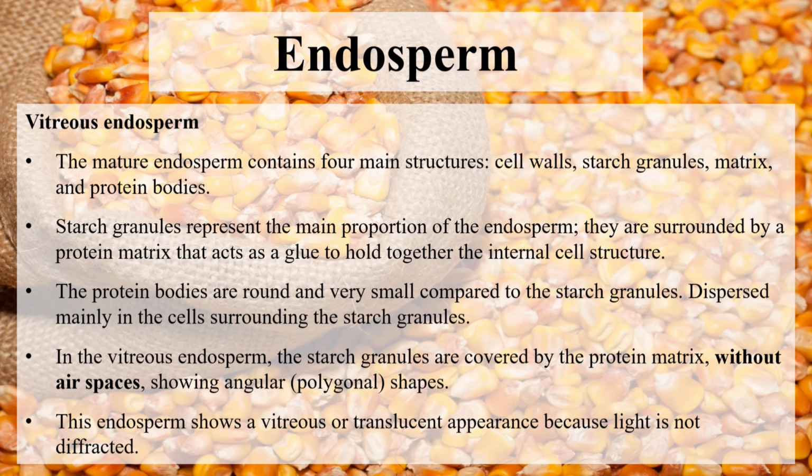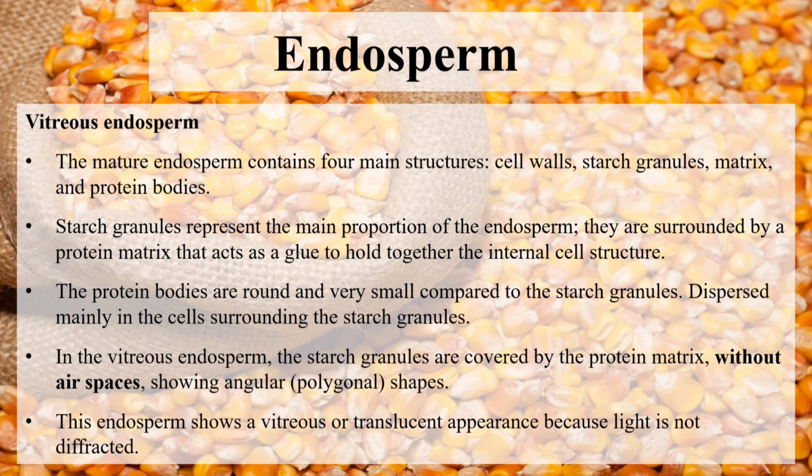Endosperm. The mature endosperm contains 4 main structures: cell walls, starch granules, matrix, and protein bodies. Starch granules represent the main proportion of the endosperm, but they are surrounded by a protein matrix that acts as a glue to hold together the internal cell structure. The protein bodies are round and very small compared to the starch granules, dispersed mainly in the cells surrounding the starch granules.